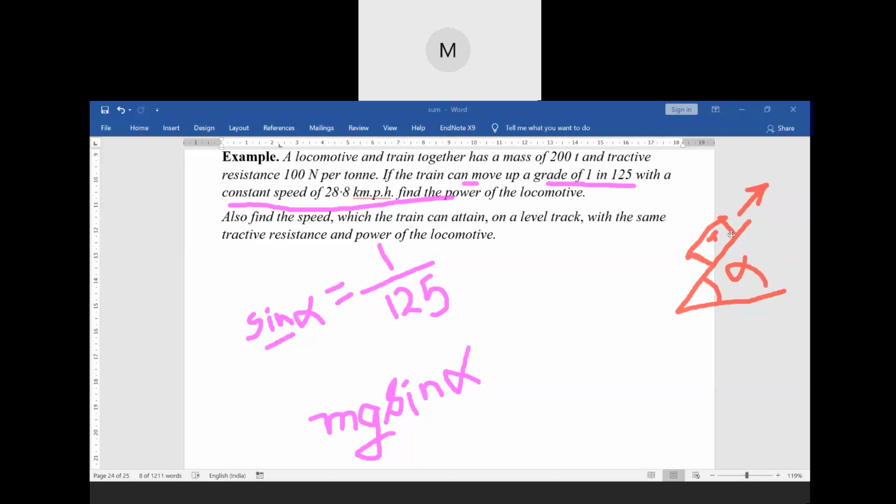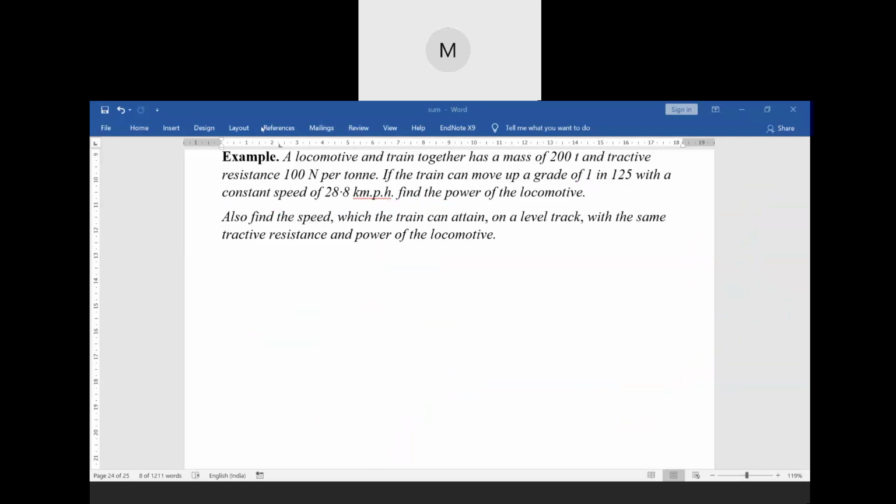We all know, in the last class I showed you how to determine it. So the sine alpha is the grade. Got it? Now is it clear? I'm showing you from the book. Just give me a minute.